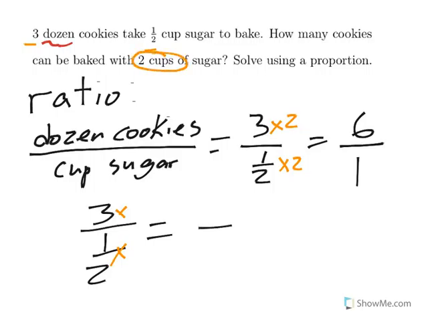The ratio that I want has 2 cups of sugar in it. And so the first thing I've got to do is look, does that 2 go on top or bottom? And since it's cups of sugar, it's going to have to go on the bottom, the same place that the 1/2 is. So I'm going to put that in right there. And what I'm looking for is, what number do I multiply times 1/2 to get 2?